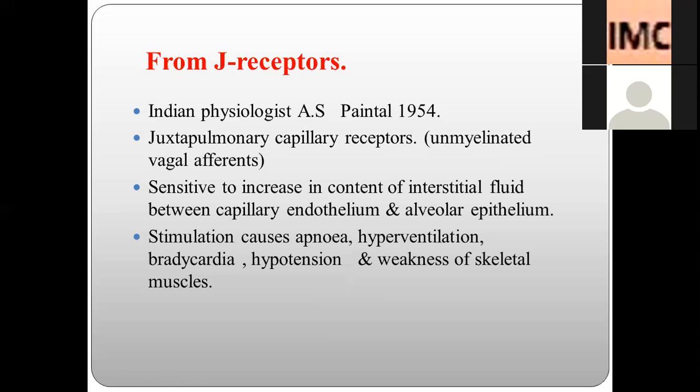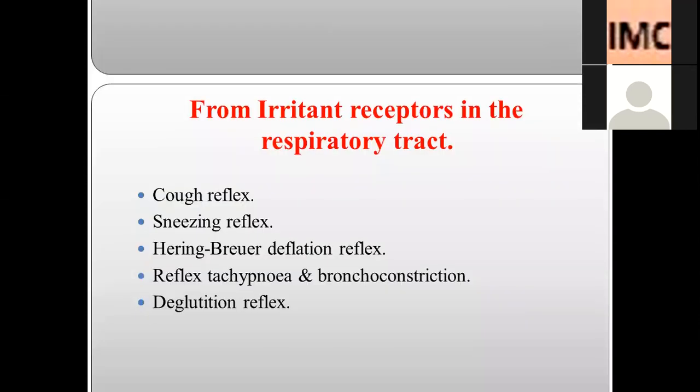Whenever there is a change in the interstitial fluid content, these receptors will be stimulated, and if they are stimulated, they will cause apnea, hyperventilation, bradycardia, hypotension, and weakness of skeletal muscles. So these are the J receptors' activity.